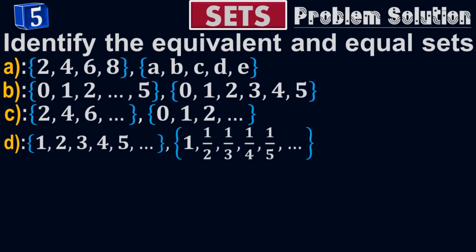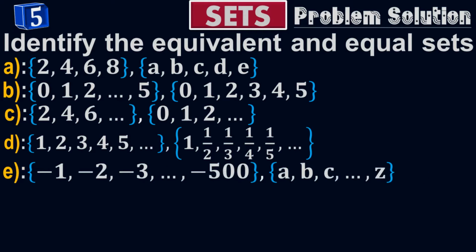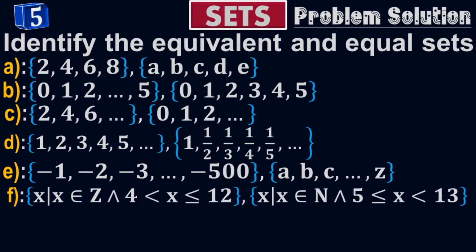Second set is 0, 1, 2 up to infinity. D, one set is 1, 2, 3, 4, 5 up to infinity. Second set is 1, 1 over 2, 1 over 3, 1 over 4, 1 over 5, up to infinity. E, where one set is negative integer. Second set is the alphabets. F, which is the set of all x such that x belongs to Z and x is greater than 4, equals to or less than 12.